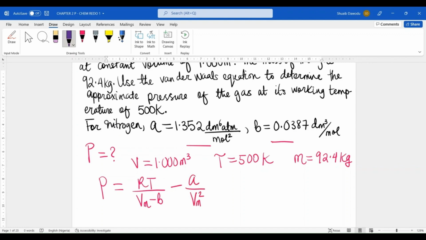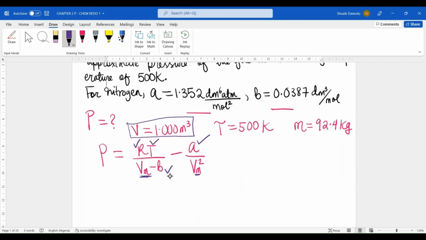Looking at this, we see that we know R because R is simply the gas constant, so it's a constant value. We know temperature, we know B, we know A, but we have molar volume and then molar volume squared. But what we're given in the question is just simply volume. We actually don't have molar volume. And for those of you who don't know, molar volume is simply the volume divided by the number of moles.